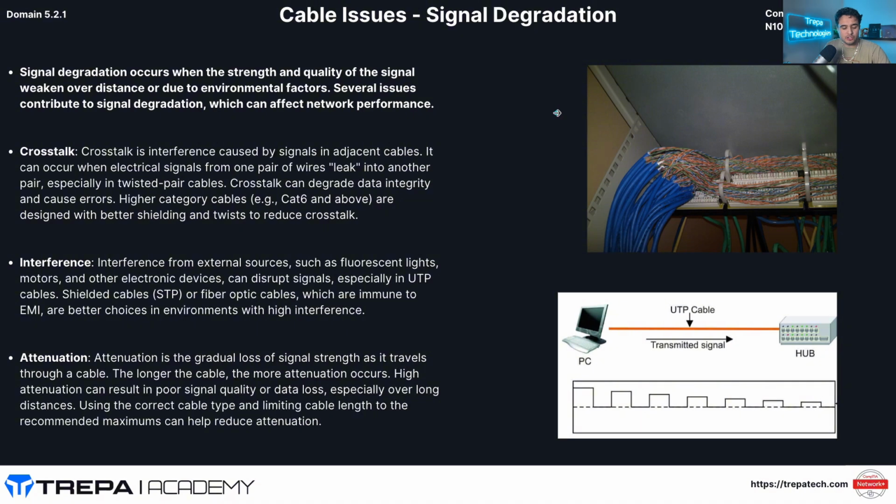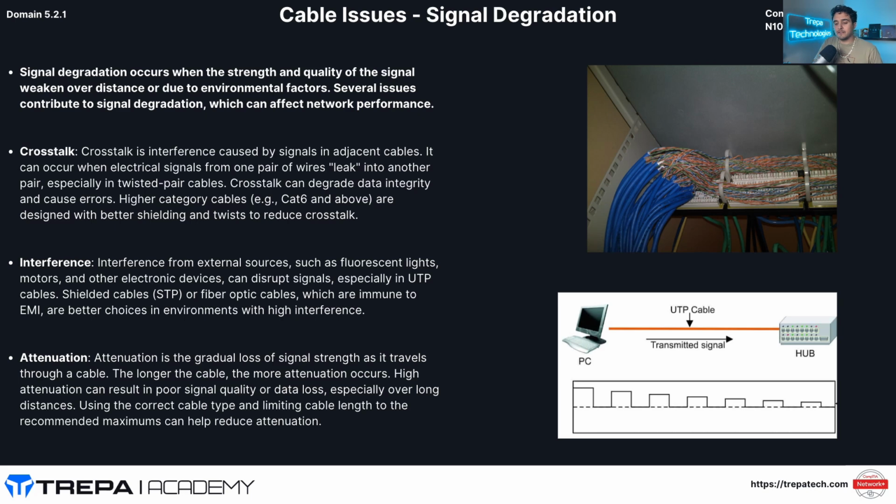Okay, so other cable issues: signal degradation. Hopefully I'm saying that right. It occurs when the strength and quality of the signal weakens over distance or environmental factors. So we have distance, right? We have our 100 meter cap for copper, Cat 5, shielded twisted pair, unshielded twisted pair. But we have environmental factors. So we have things called crosstalk.